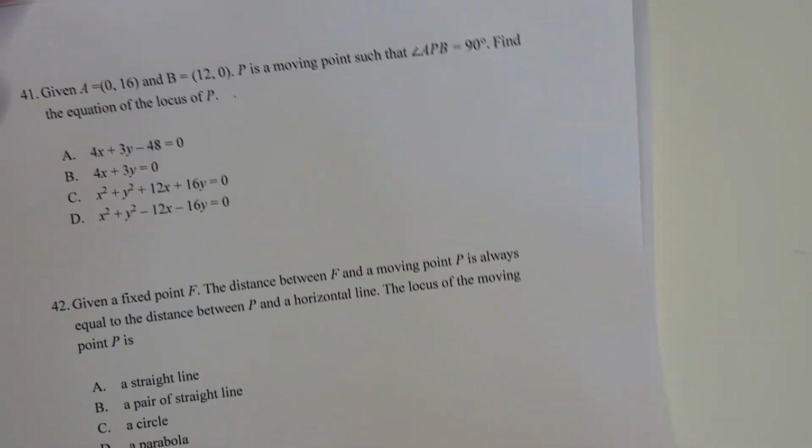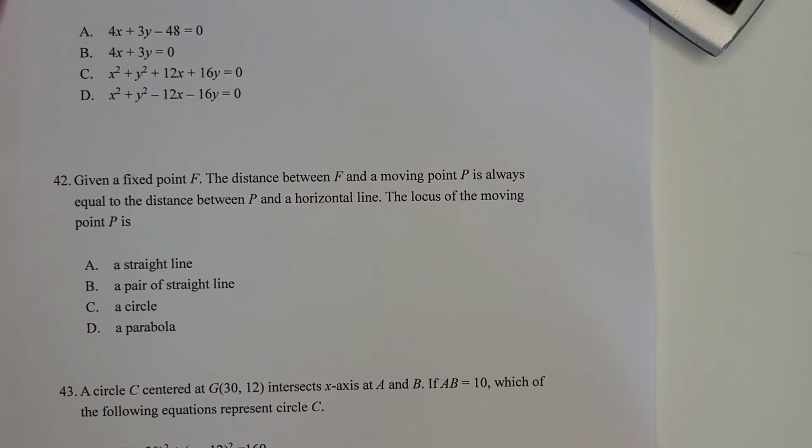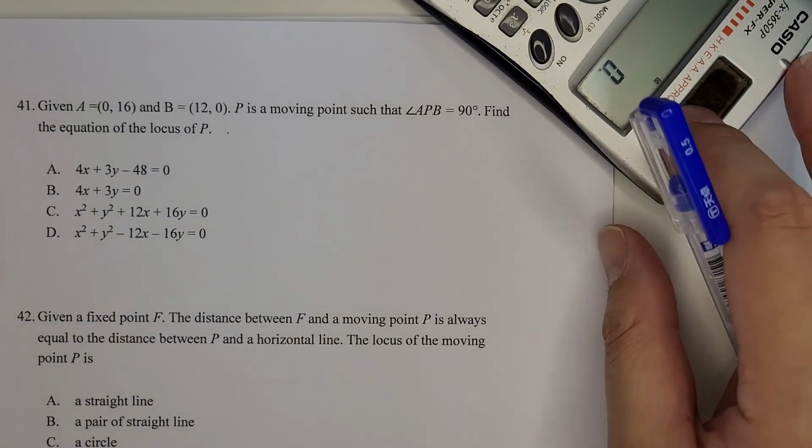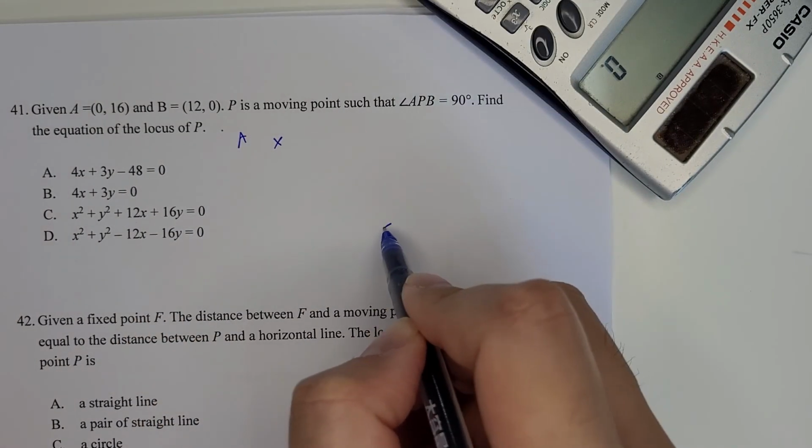Question number 41. A is the point (0, 16). B is the point (12, 0).